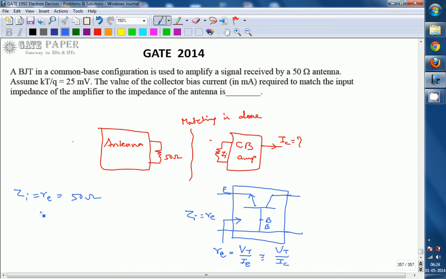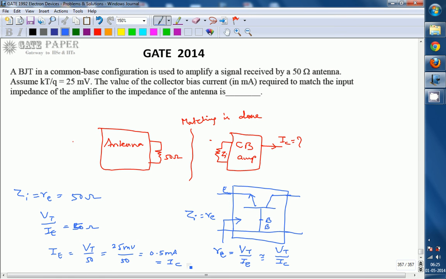So RE, which is VT by IE, is equal to 50 ohms. IE is equal to VT by 50. VT is 25 millivolts, as given, divided by 50, which is 0.5. So 0.5 milliamperes. IE is 0.5 milliamperes, which is IC. IC is also equal to 0.5 milliamperes.